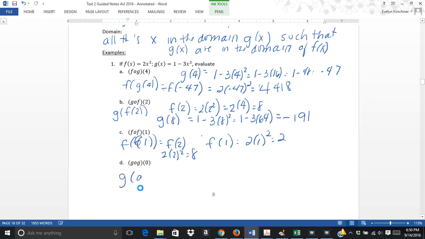And g of g at 0. So g of 0 is 1 minus 3 times 0 squared, which is 1. So that's the same as g at 1. And g at 1 is 1 minus 3 times 1 squared, which is negative 2. So you just have to evaluate the inner function first, and then plug that answer into the outer function.